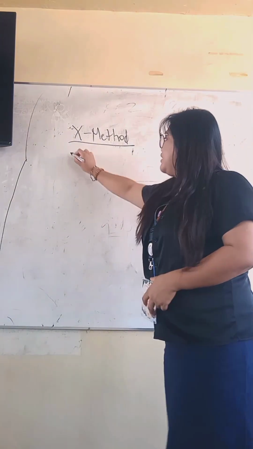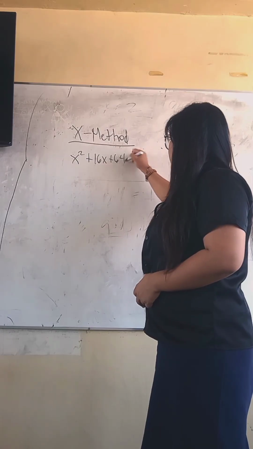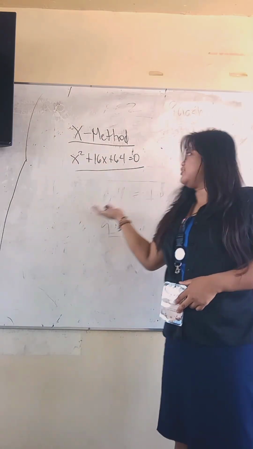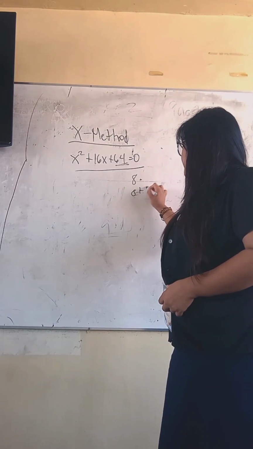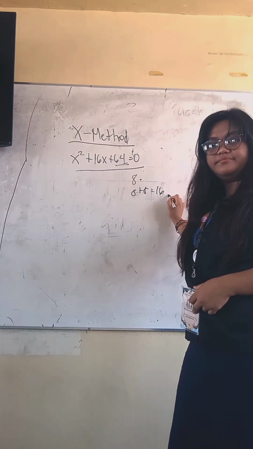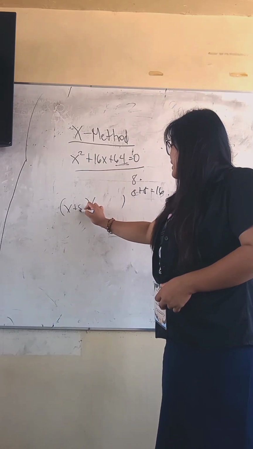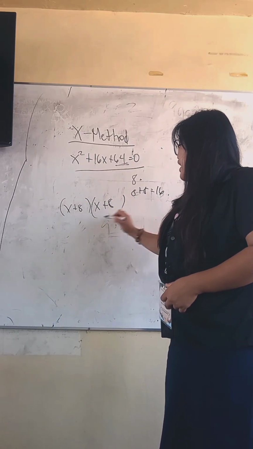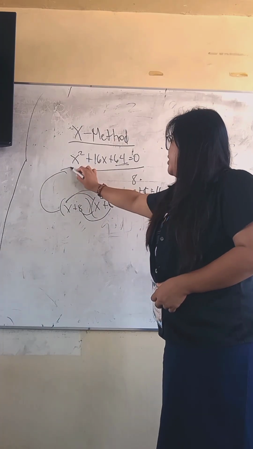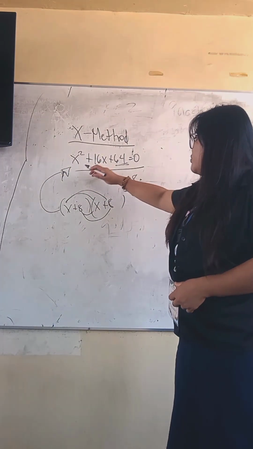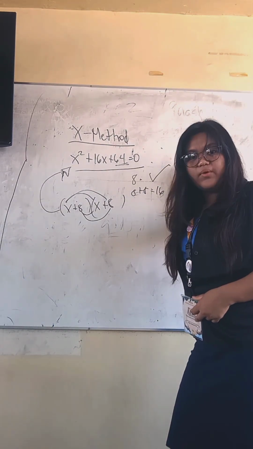In factoring, these kinds of equations, x squared plus 16x plus 64 equals 0, are pretty easy to solve because we all know that the square root of 64 is 8, and 8 plus 8 is equal to 16. So, if we factor this, it will be (1x plus 8) times (1x plus 8). And if we use the FOIL method, we will arrive at our initial equation, x squared plus 16x plus 64 equals 0. It is an example of a perfect square trinomial.